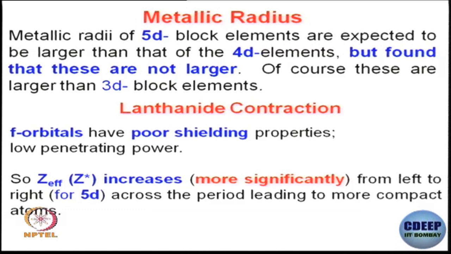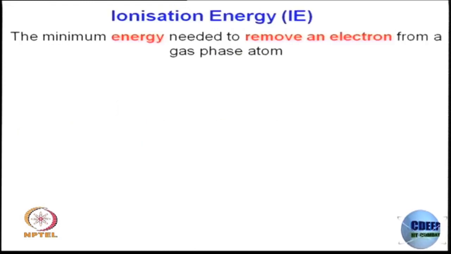So, Z effective, that means Z star, increases more for 5d across the period, leading to more compact atoms. Okay, what about ionization energy? What we have seen so far, from left to right in the periodic table, we see that size is decreasing, right? And from top to bottom, size is increasing.